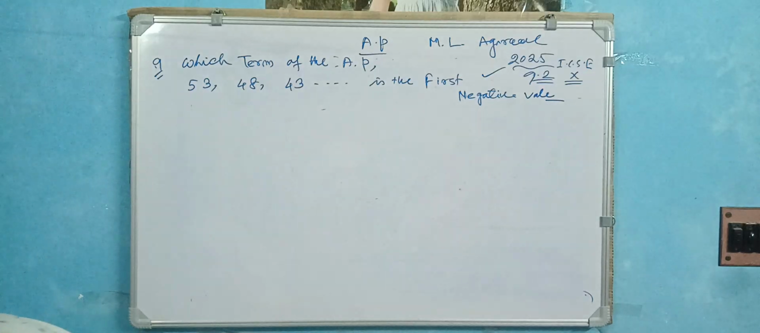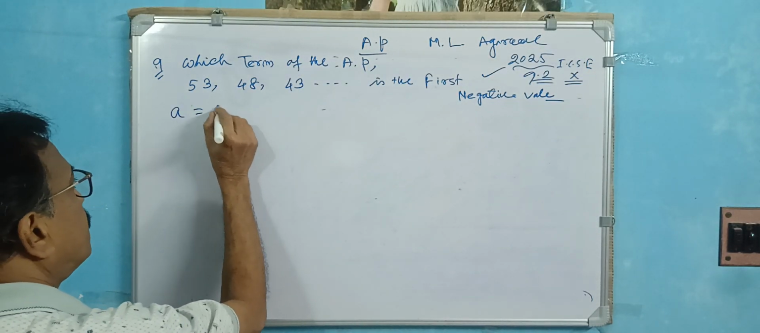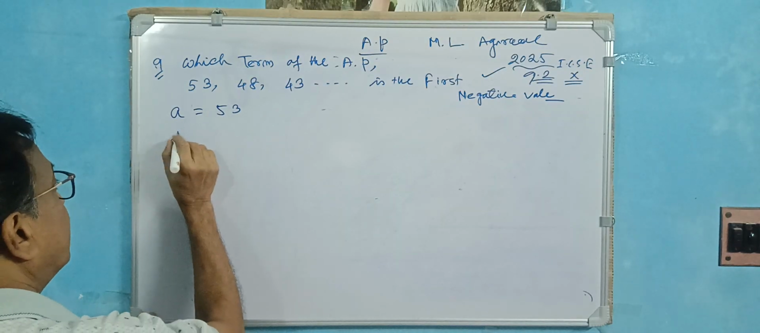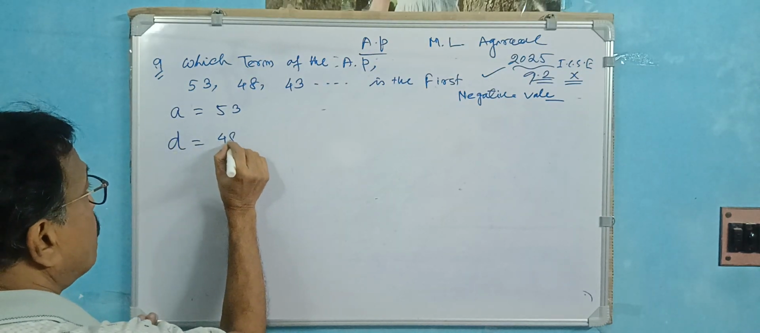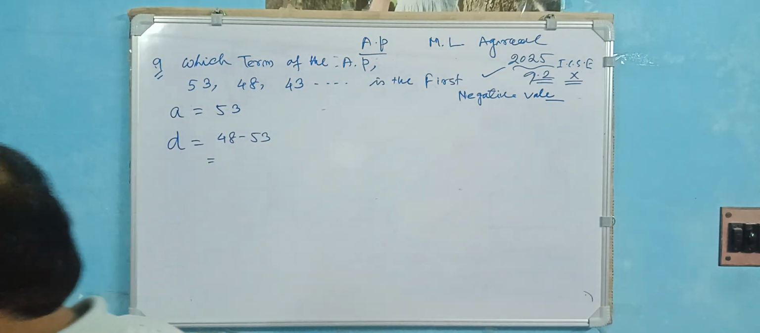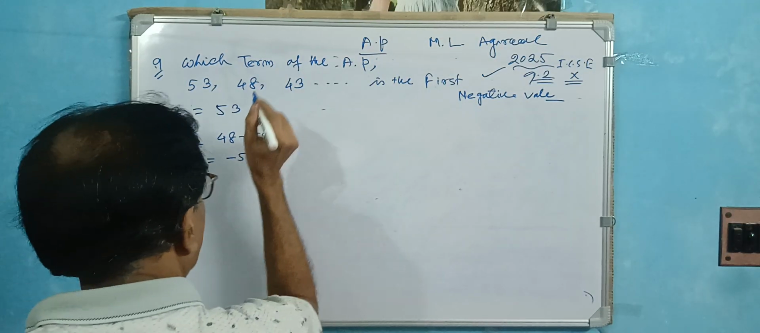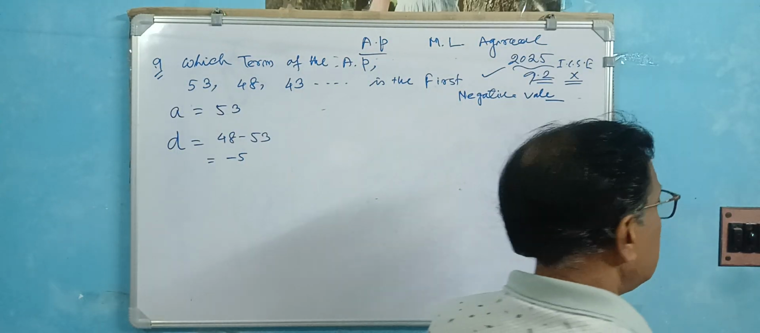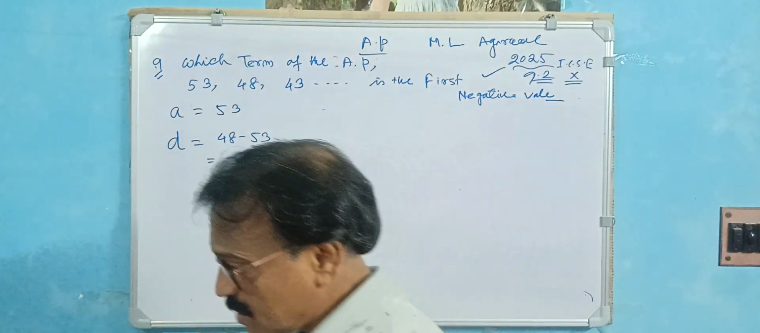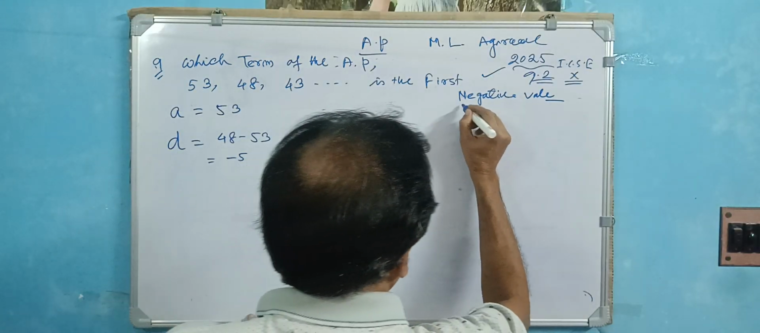Let's first take a is 53, no problem. d is 48 minus 53, so that is actually minus 5. That means the common difference is minus 5. Always subtraction.